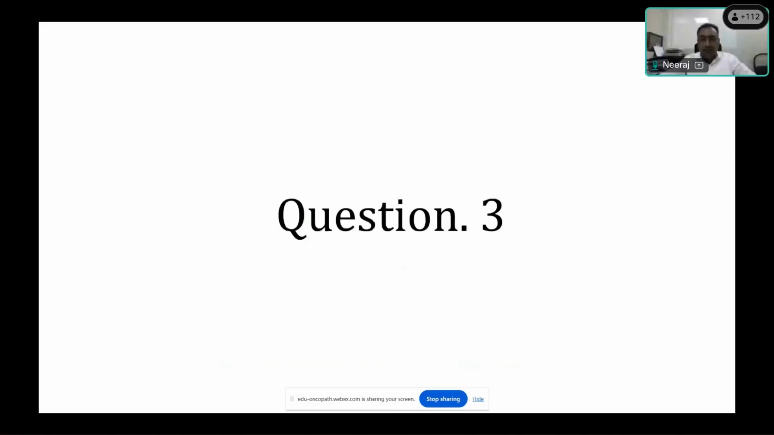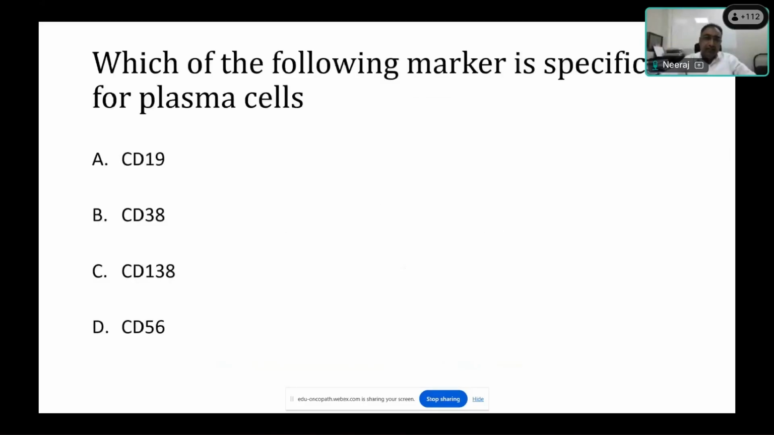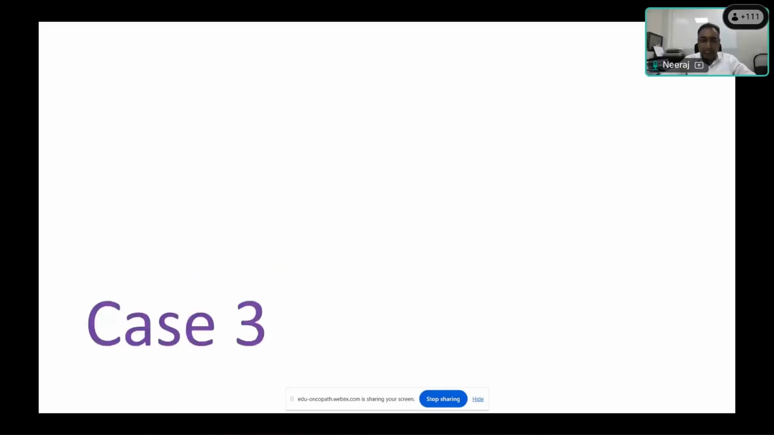So this brings us to the next question in this case. We have seen a lot of markers being described. Which of the markers is specific for plasma cells? So you have CD38, CD56, CD138. So CD138 is kind of the specific marker for the plasma cells.